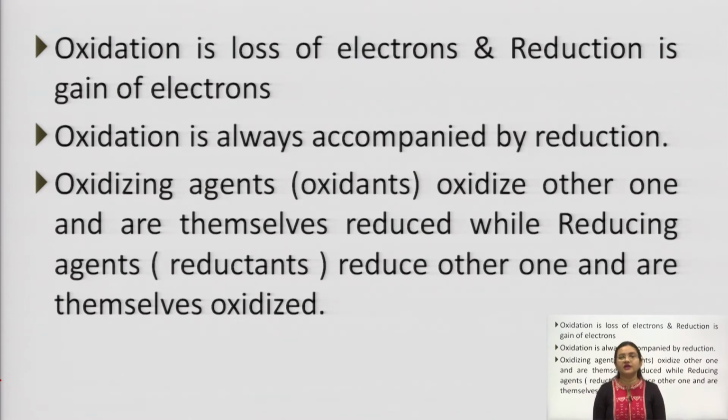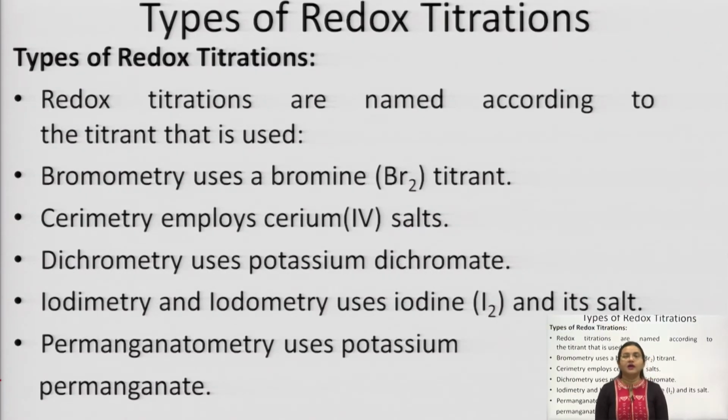An oxidizing agent or oxidant oxidizes the other component of the reaction and itself gets reduced, while a reducing agent or reductant reduces the other component. That is why they are called reducing agents, and they themselves get oxidized. So, this was all about redox titrations and redox reactions. In today's lecture we will study the types of redox titrations.